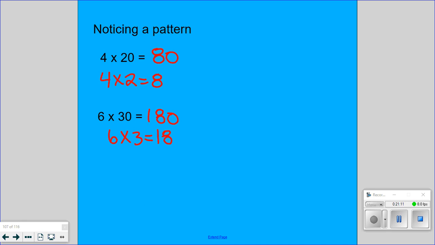Sorry, Tegan. The 6 and the 3 make... there's 2 numbers. And 4 times 2, there's 1 number. Okay, so we're multiplying only the first digit. That's important to notice. Evelyn?